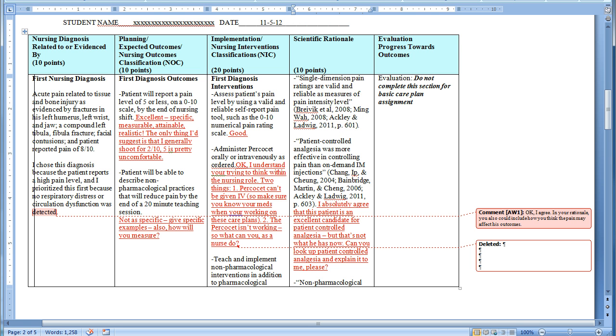Okay, and so I just wanted to demonstrate that this is a very good quality basic care plan, and this is really the kind of thing that I'm looking for in a basic nursing care plan. So great job.